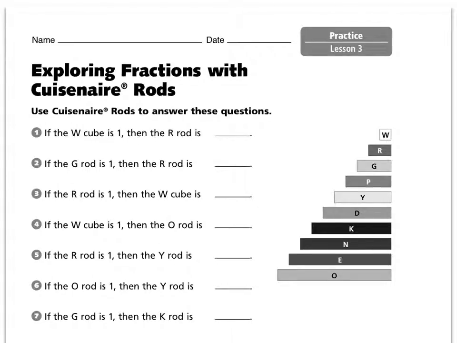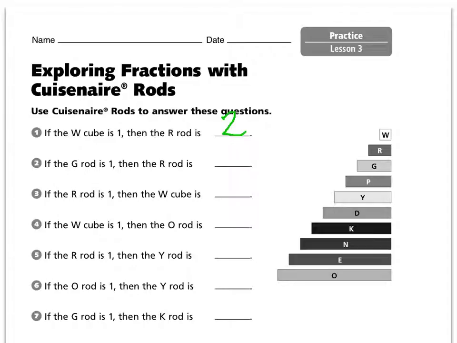Let's look at Chapter 7, Lesson 3, Practice, Exploring Fractions with Rods. Use the rods to answer these questions. If W cubed is 1, then our R rod is what? So I know that R has 2 W's in it. So that means it would be 1 plus 1, or 2.